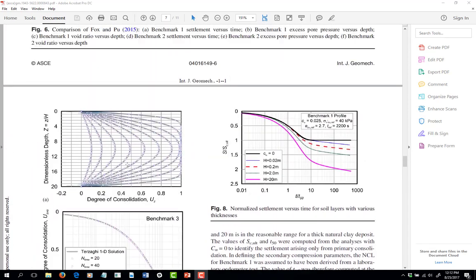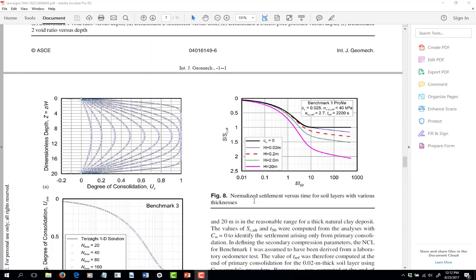All right, now one of the outcomes of this particular formulation for secondary compression is that the normalized settlement versus time plot is not unique. So if you plot settlement divided by the ultimate settlement, Terzaghi's theory would predict this is a unique relationship. Once you have secondary compression, it's not. And the reason is that it takes a lot longer to consolidate a thick layer than a thin layer. So more secondary compression happens during primary consolidation for that thick layer.